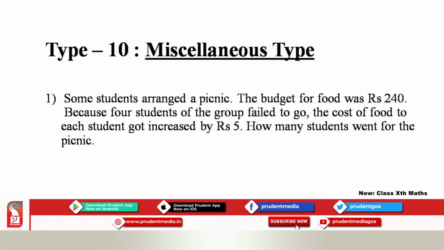So let me read the question. Some students arrange a picnic. So some students, we don't know how many. The budget for the food was rupees 240. Because 4 students of the group failed to go, the cost of the food of each student got increased by rupees 5. How many students went for the picnic? That is the question asked.